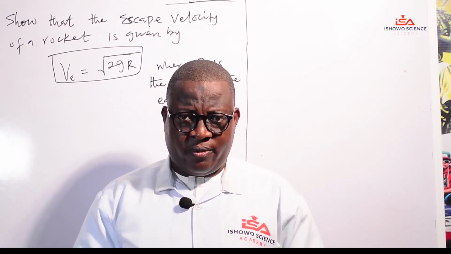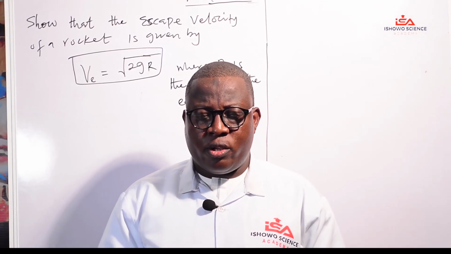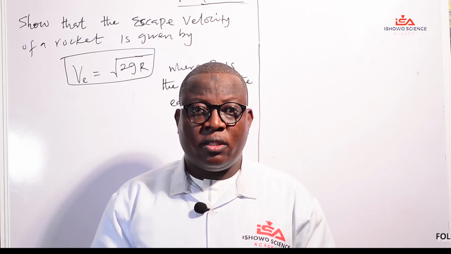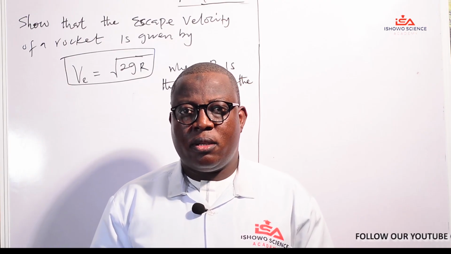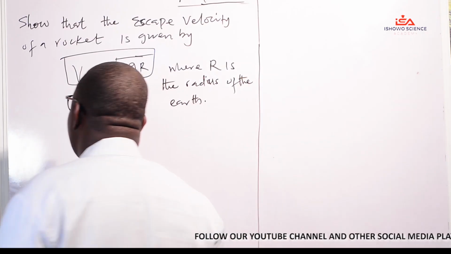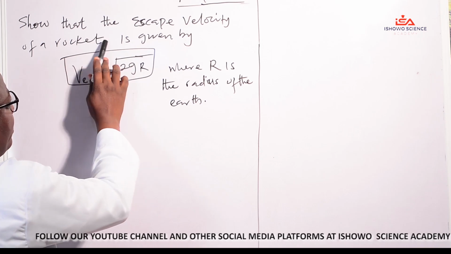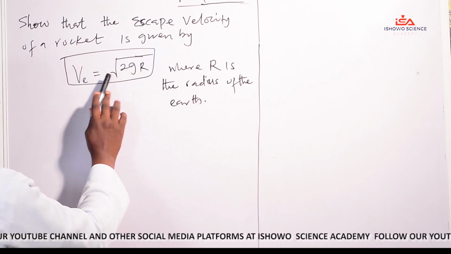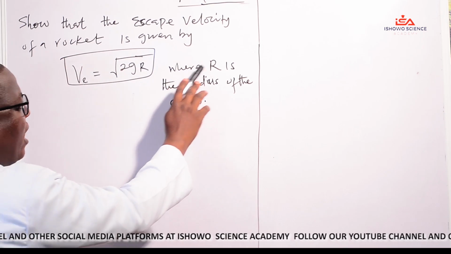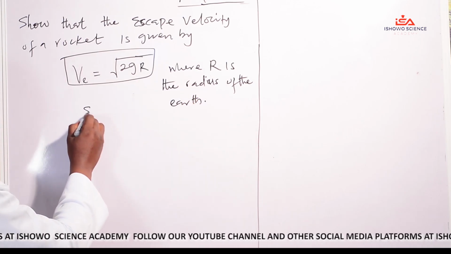The question we want to solve, which is on the board, is from WAEC and NECO past questions. It is a theory question. We want to show a proof, and please follow me as I do this. The question asks us to show that the escape velocity of a rocket is given by v escape equals the square root of 2gR, where R is the radius of the earth.